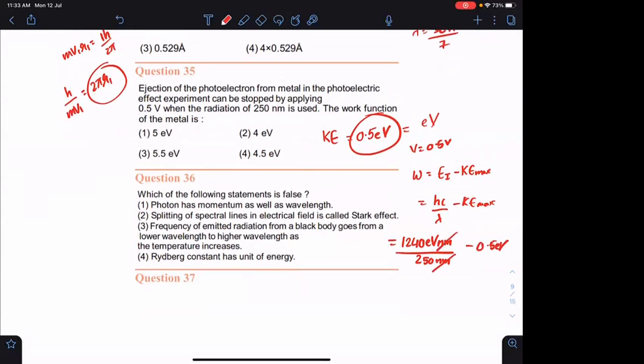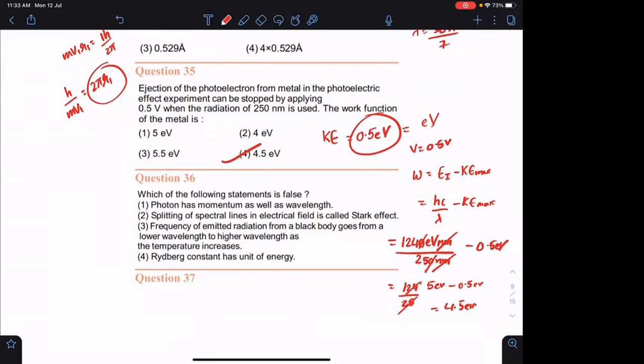Nanometer cancels. What is the value of 1240 upon 250? Nearly 5, it is almost 5. So 5 eV minus 0.5 eV is equal to 4.5 eV. The answer is option 4.